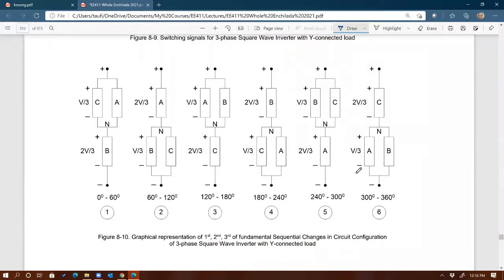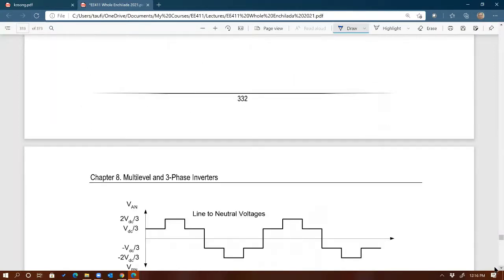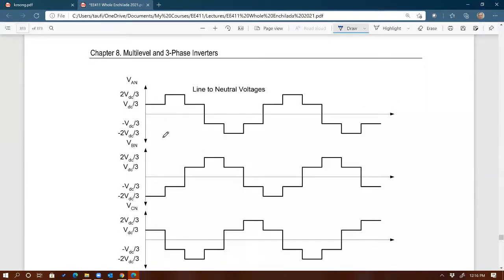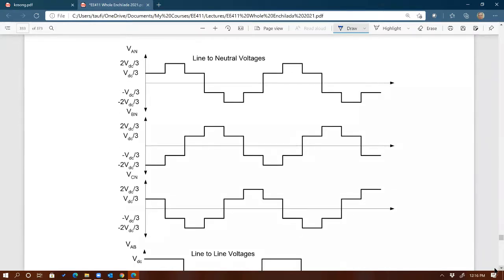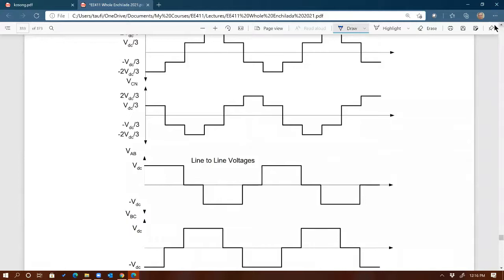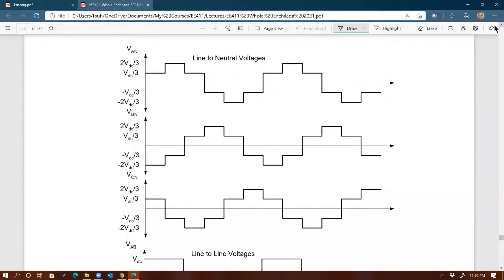And these are the 6 different states of the output, right? And each different state will have 3 different sets of switches, which will give you different levels of voltages for A, B, and C. And since this is a Y connection, you're going to have phase voltage, line-to-neutral voltage, and line-to-line voltage, right? So line-to-line voltage will be just the difference between the phases, right? So here's the voltage waveform for A phase, for B phase, and for C phase.